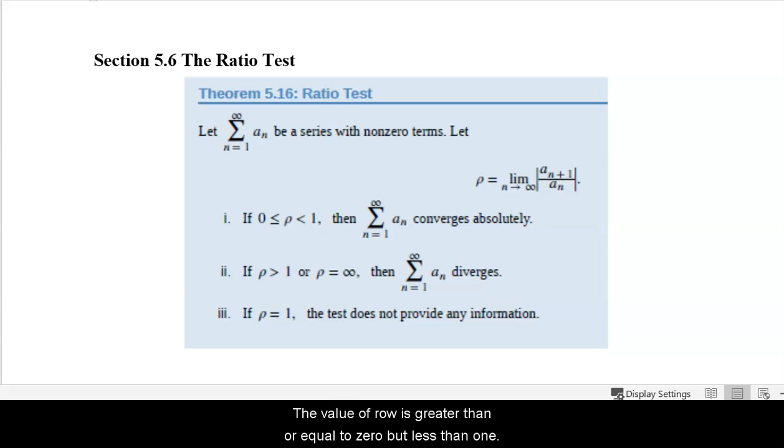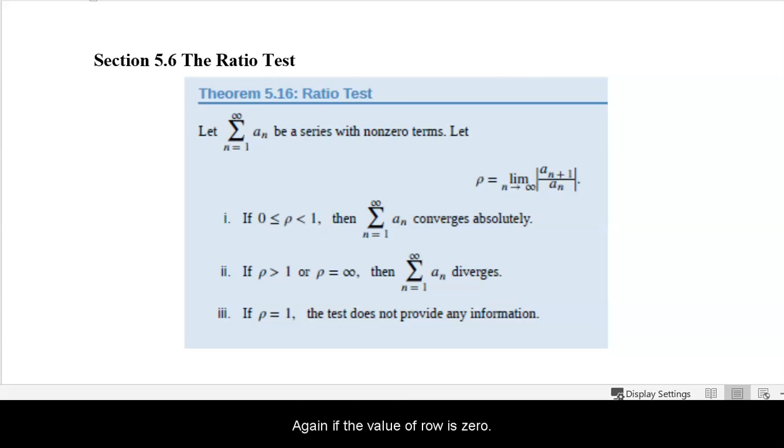If the value of rho is greater than or equal to 0, but less than 1, then we know that the infinite series converges absolutely, which means that the absolute value of it definitely converges, as does the value of it without the absolute values. If the value of rho is greater than 1 or infinity, then we know that the infinite series diverges. If rho equals 1, then the test failed to work. We say that it is inconclusive and we must use a different test, such as the integral test or one of the other tests we've learned previously.